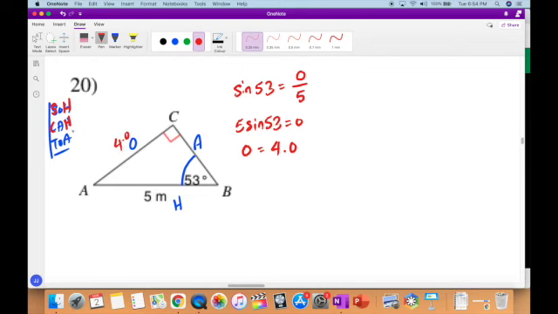Now let's use the cosine of 53. It is the adjacent, which we want, over the hypotenuse, which is 5. So therefore 5 cos 53 is equal to the adjacent, which is this side here. So the adjacent is equal to 5 cos 53, which is 3.0. So is that what you got? 3.0? Shazay?